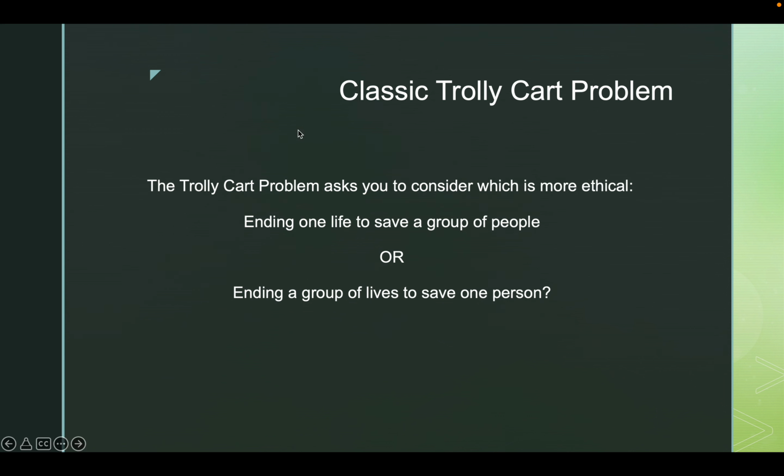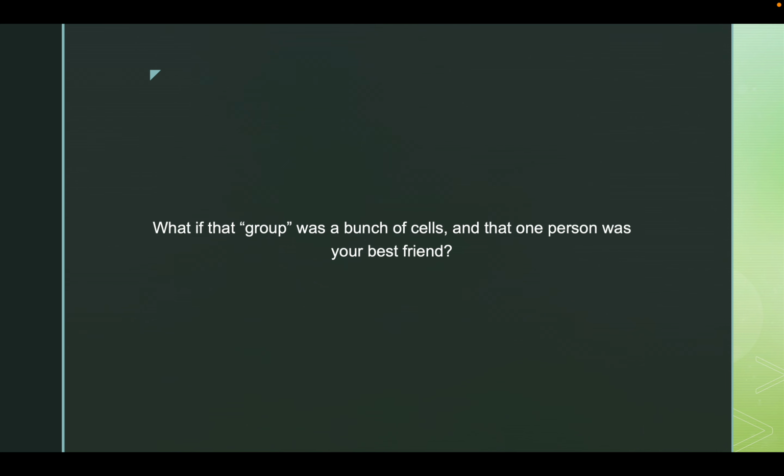But one thing I would ask you to consider when you're looking at this is kind of a classic trolley cart problem, right? The trolley cart problem asks you to consider which is more ethical, ending one life to save a group of people, or ending a group of people's lives to save one person. And it may seem obvious to you, whatever your answer is, or if you've ever seen The Good Place. But I would just ask you to consider this. What if that group was a bunch of cells, like our donor eggs are, and what if that one person was your best friend?